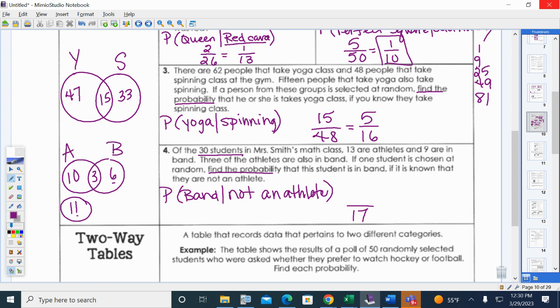And how many are in band that are not the athletes? So of those 17, how many are in band? So that would be 6. I think the confusing part about conditional probability is that you have to get the numerator, you're picking from the pool of the given part. You're only able to choose from that given number.